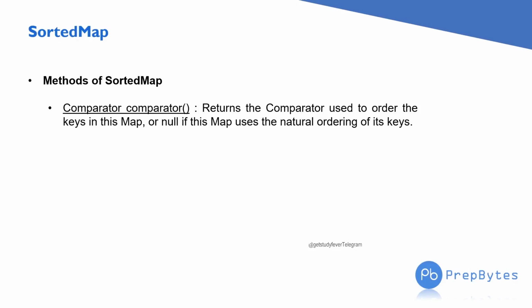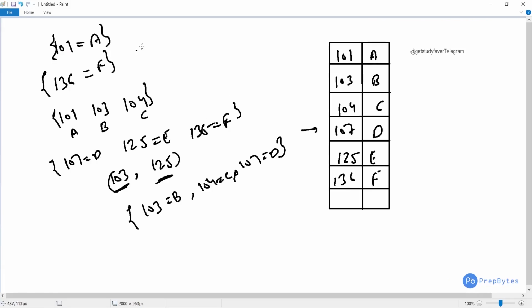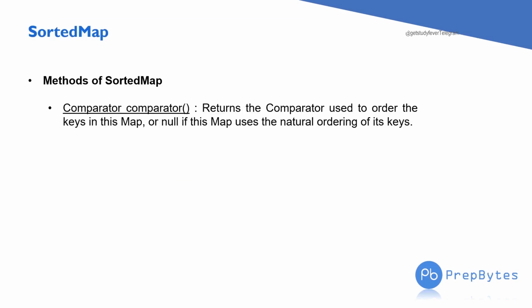So comparator returns the sorting order, and if we are using a natural sorting order, which is the default natural sorting order, that is ascending for numbers and alphabetical for strings or characters, then it will return me a null. But if I'm using my own sorting order, that is a customized sorting order, which I have shown you during TreeSet, the comparator will return the method that we are using. It will not return me a null. It will only return me a null in case we are using natural sorting order.